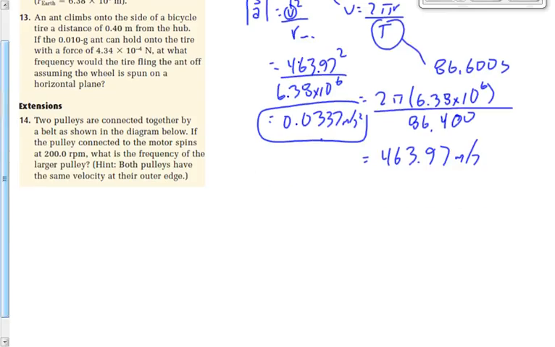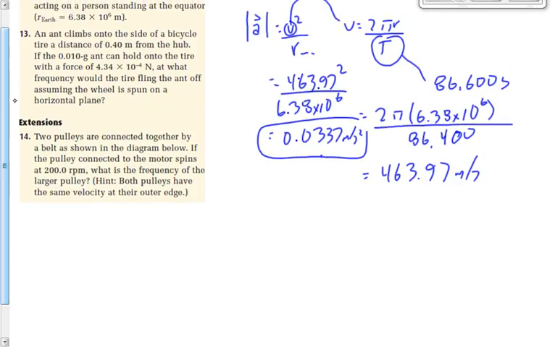All right. 13. An ant climbs onto the side of a bicycle tire, 0.4 meters from the hub. There's my ant, 0.01 grams. Can hold on with this force. That's pretty good, actually, for an ant that's that light, to hold on with that force. What frequency did the tire fling the ant off, assuming the wheel is spun in a horizontal plane? Think about what this question is. Okay, we're looking for the frequency that the ant would fling off at.